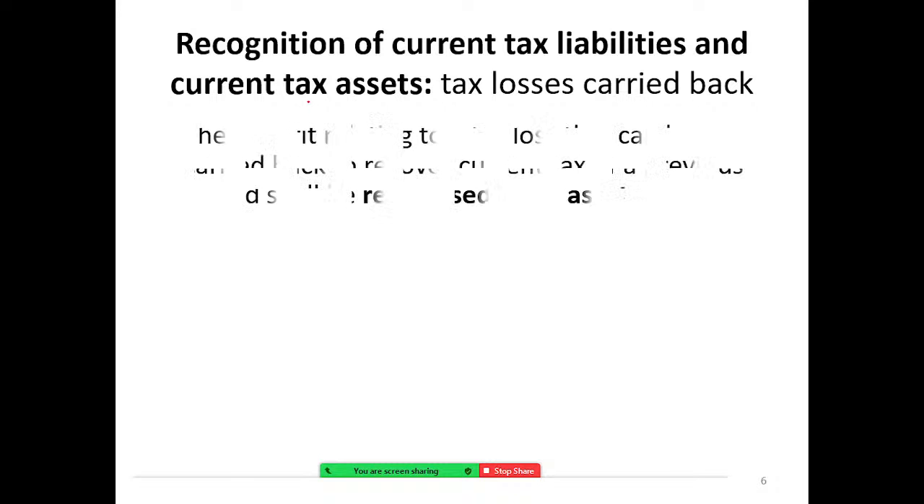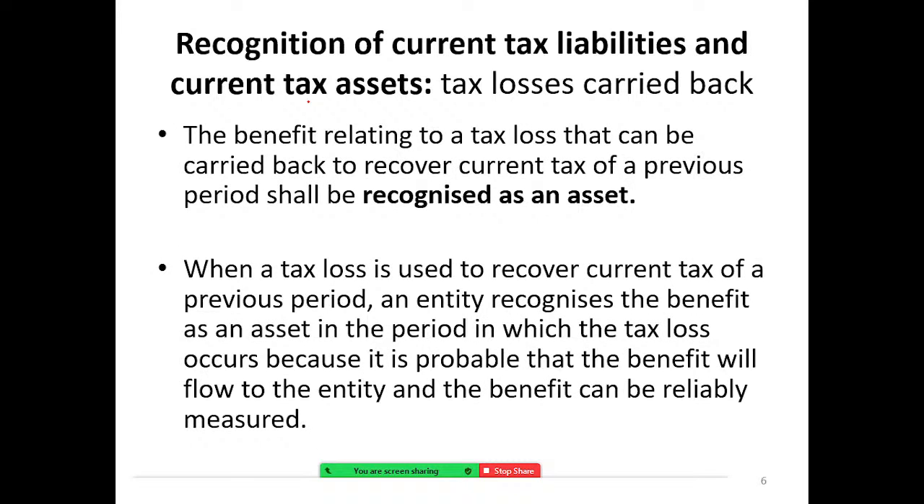So now let us discuss recognition of current tax liabilities and current tax assets. How to recognize? Let us discuss tax losses. Normally when an entity earns income, earns profit, the entity should pay income tax to the government. So what will happen if an entity encounters losses? What's the treatment? What's the logic here?